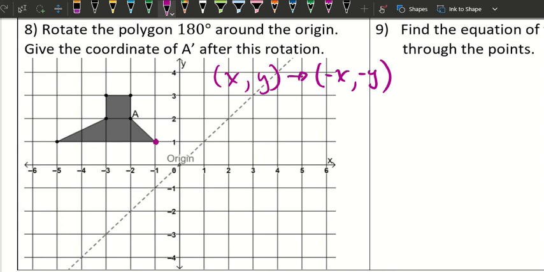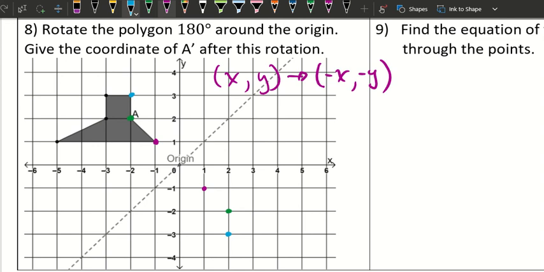If I look at this very first point right here that's at (negative 1), it's going to go to the point (positive 1, negative 1). If I look at this point right here that's A, at (negative 2, 2), it's going to go to (2, negative 2). There's the A. In fact, that's part of my answer. I need to write that down. If I look at the point that's at (negative 2, 3), it's going to go to (2, negative 3). That point's going to go right there.